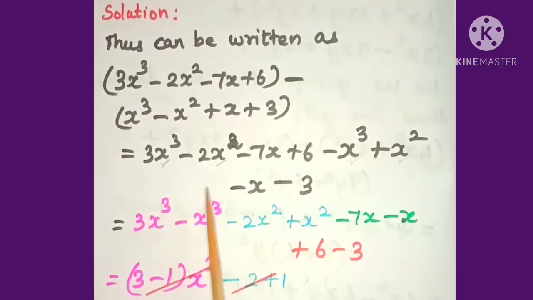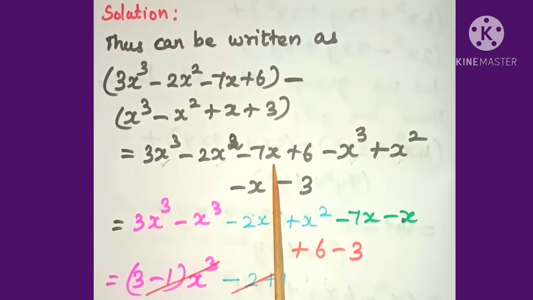Let's group the like terms together. Okay, so here let us group the like terms in x cube: 3x cube minus x cube, and in x square: minus 2x square plus x square, and in x we can group the like terms as minus 7x minus x, and finally the constant terms plus 6 minus 3. And now in the next step, we know how to add or subtract like terms. That is, we have to add or subtract the coefficients of like terms.